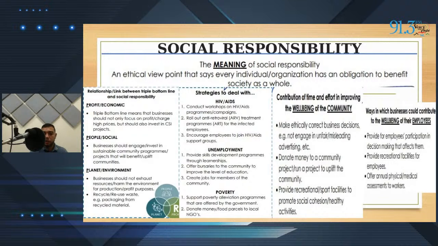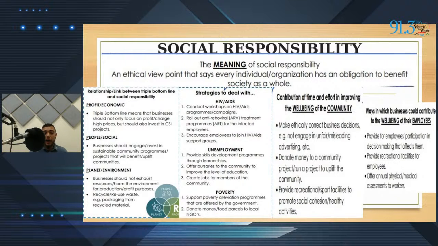People, social, told you it is one word. So businesses should engage or invest in sustainable community programs, projects that will benefit or uplift communities, such as our normal soccer teams in our communities. Our business people can invest in those soccer teams by sponsoring them, by giving soccer balls to the soccer teams, or even helping them out with training kit.